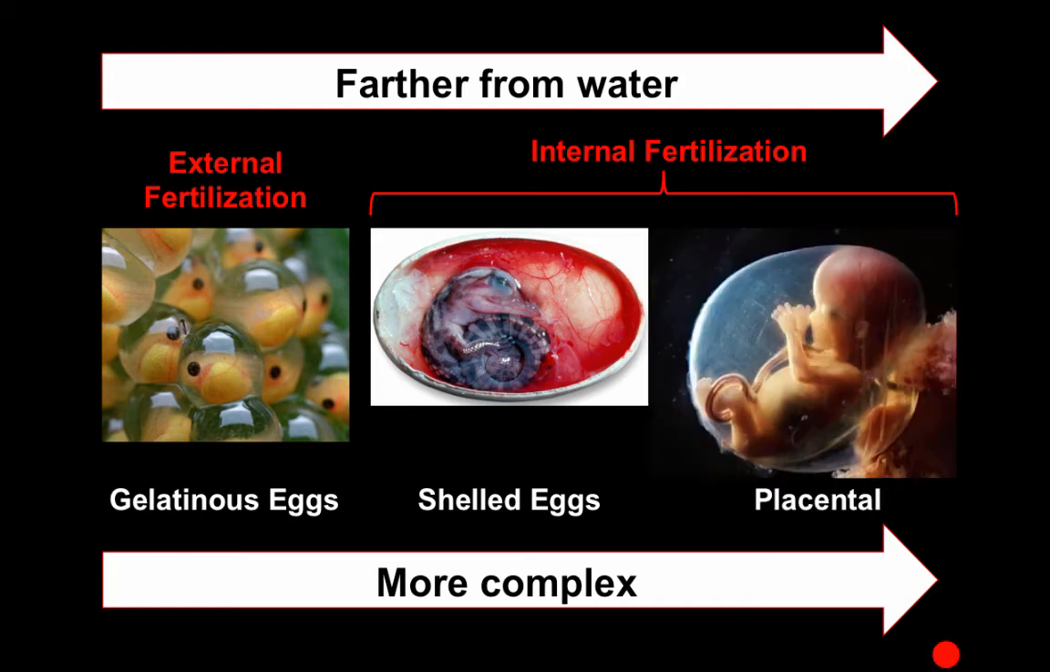And then we have mammals with the placental reproductive system, in which the mother is able to constantly be feeding the baby, have those longer gestation periods, and produce a much more complex baby.